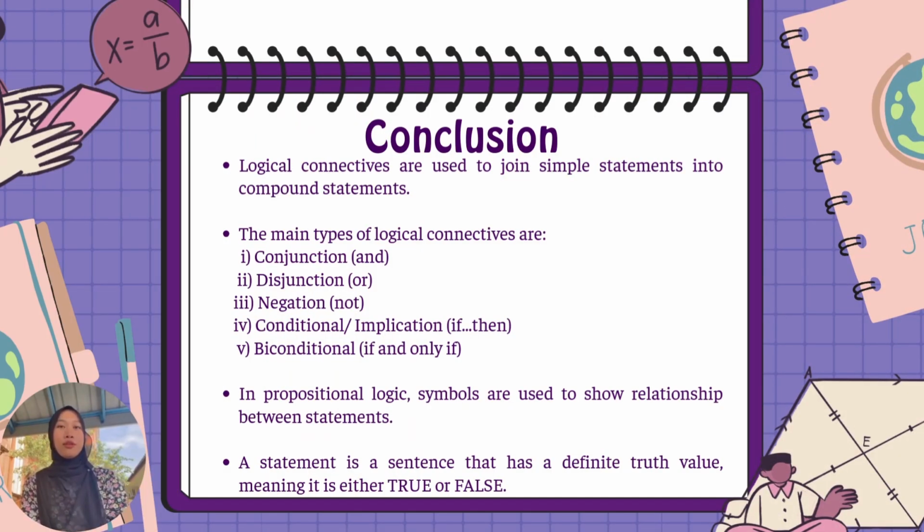In conclusion, logical connectives are used to join simple statements into compound statements. There are five types of logical connectives: conjunction, and; disjunction, or; negation, not; conditional or implication, if then; and biconditional, if and only if. In propositional logic, symbols are used to show relationships between statements. A statement is a sentence that has a definite truth value, meaning it is either true or false.